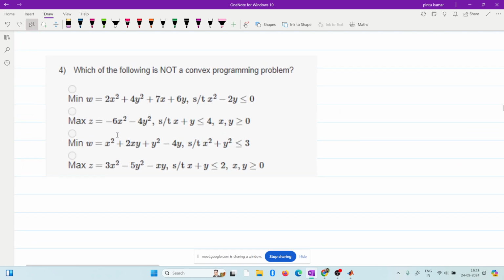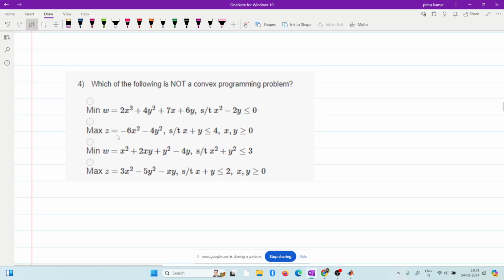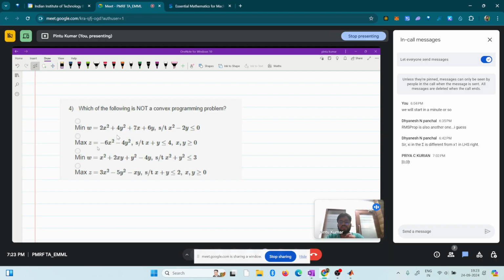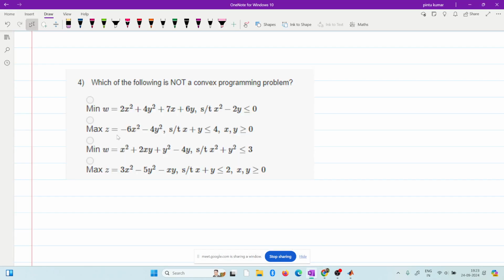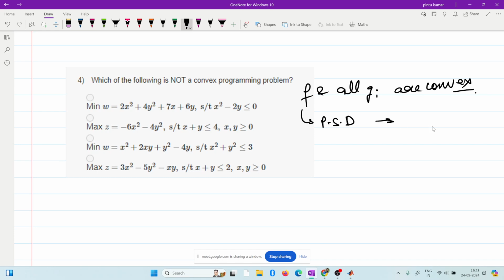Okay, so we have one more question. The question says, which of the following is not a convex programming problem? So it's not convex quadratic as we had this week, but not a convex programming problem. In order to check whether it is a convex programming problem, we need to verify that f and all the g_i's are convex. And the easiest way to check convexity is positive semi-definiteness of the Hessian matrix.